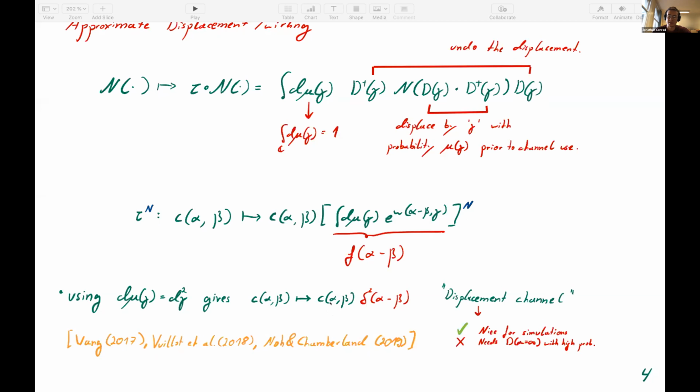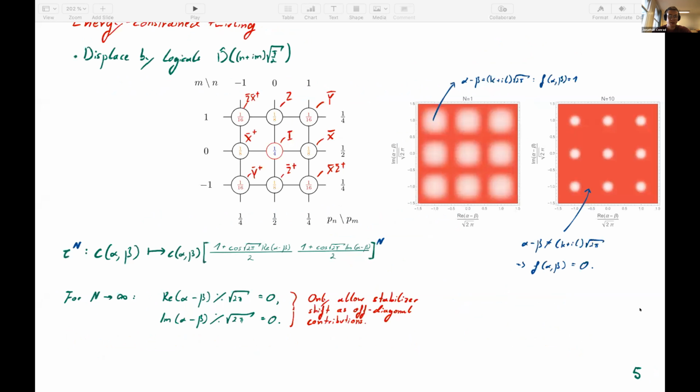Especially it was used in order to render channels effectively displacement diagonal, which is nice for simulations, but has the drawback that if you wanted to actually implement it in practice, this probability measure would not be normalizable and you would need to implement really, really big displacements. So my goal here is to come up with a twirl that you can actually do, right? That you can actually implement in an experiment, maybe to pull off some coherences.